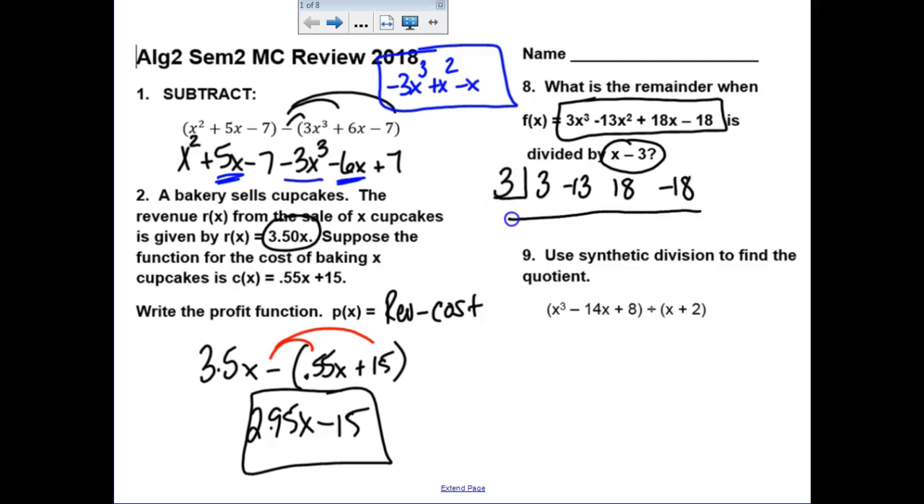The way this starts off is you bring down the first coefficient, and then you do a series of multiplications and adds. So 3 times 3 is 9. And then add these up and you get negative 4. Negative 4 times 3 is negative 12. Add these up and you get a 6. 6 times 3 is 18. And this is one of those questions where it turns out the remainder is 0, and that's what they want. The last number is your remainder, and ours came out to 0.